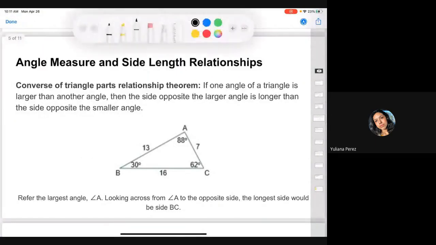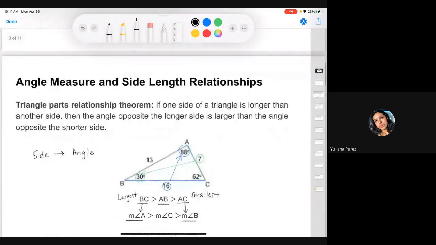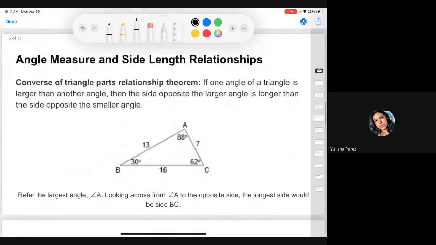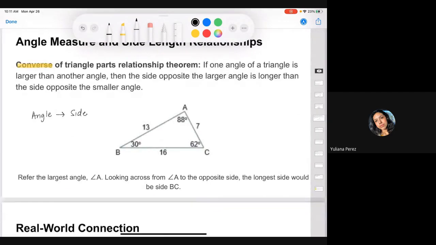Okay, so we also have the converse of this, and the converse is pretty simple. The previous one allowed us to say that depending on the side, we can determine the ranking of the angles. The converse will tell us that depending on the angle, we can rank the sides. So again, the converse, which swaps the hypothesis and conclusion, is what's being done here. And this one just says if one angle of a triangle is larger than another angle, then the side opposite the larger angle is the longer side, and the side opposite the smaller angle is the shorter side. So basically the same thing, just reversed.